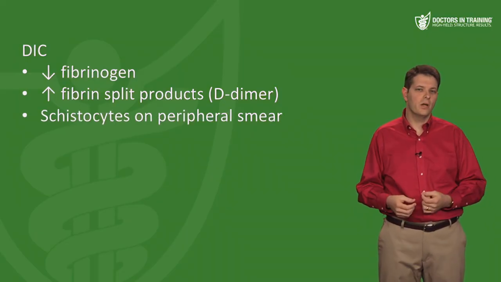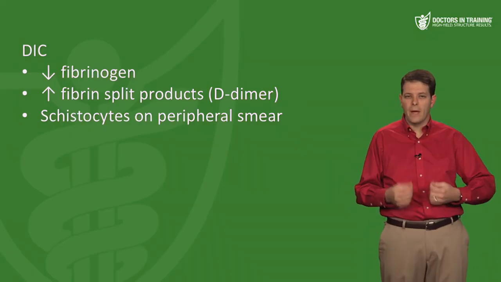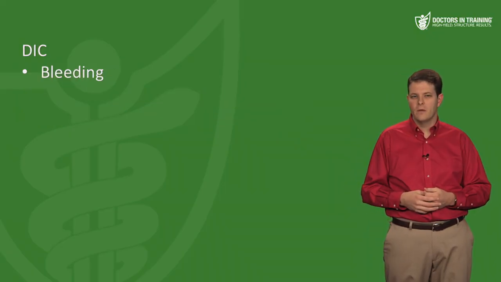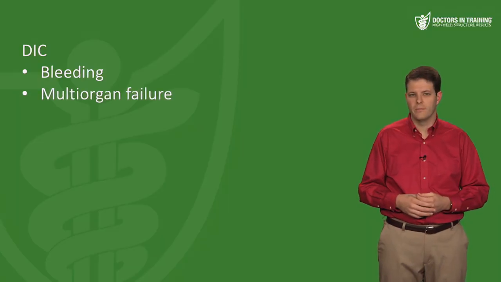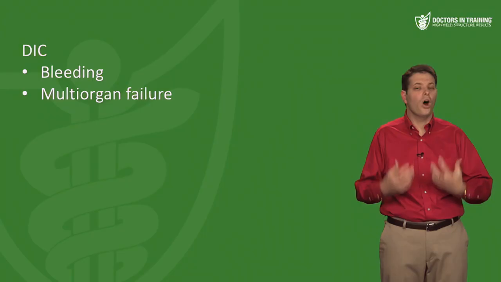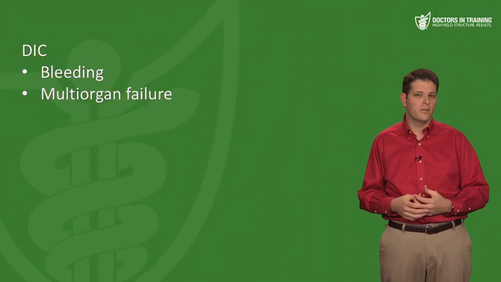And then on peripheral smear, you might see schistocytes from that microangiopathic hemolytic anemia. And then you should know clinically DIC can present with bleeding, obviously, and also multi-organ failure. It's important to remember the potential causes of DIC. And there's a good mnemonic for this one too.